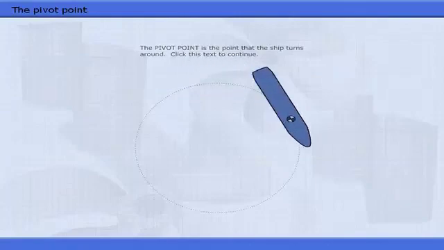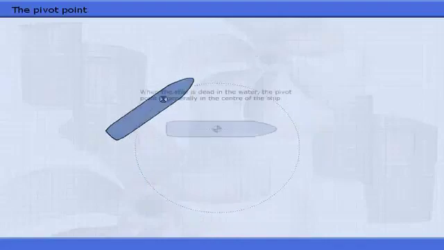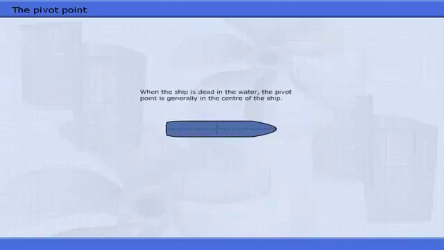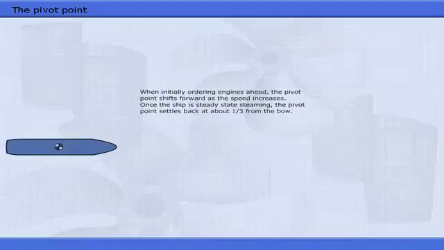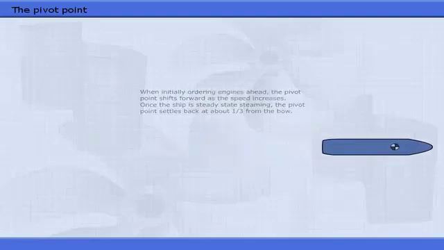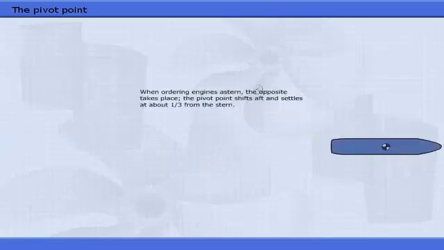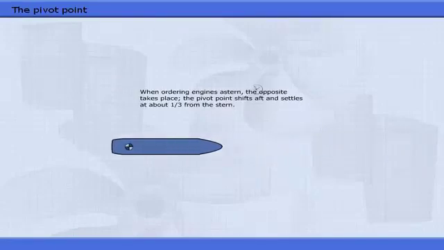The pivot point is the point that the ship turns around. When the ship is dead in the water, the pivot point is generally in the center of the ship. When initially ordering engines ahead, the pivot point shifts forward as the speed increases. Once the ship is steady-state steaming, the pivot point settles back at about 1/3 from the bow. When ordering engines astern, the opposite takes place. The pivot point shifts aft and settles at about 1/3 from the stern.